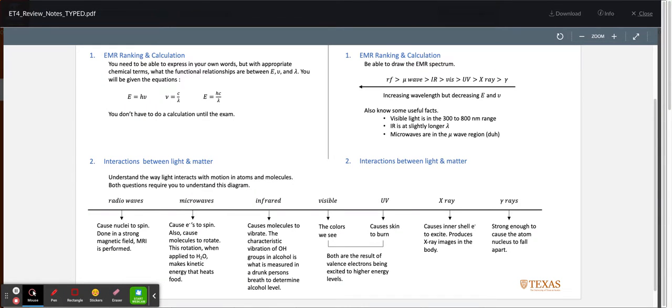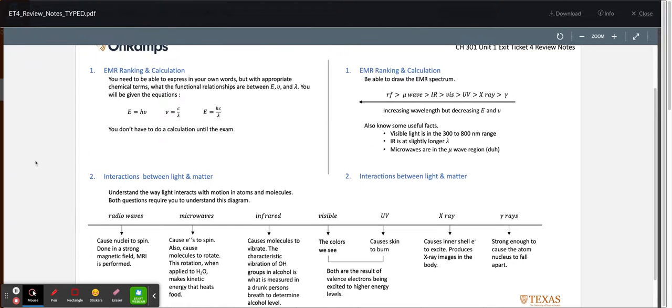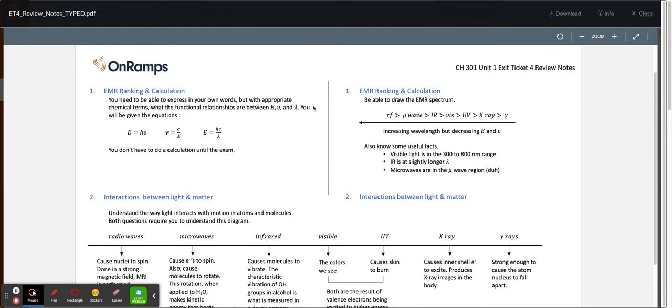These are the exit ticket review notes. These are the question types that are going to be on the exit ticket that I wanted to explicitly talk about. The first one is EMR ranking, that's electromagnetic radiation ranking and calculation. You'll need to be able to express it in the right terms. You're not going to have to do calculations with these.